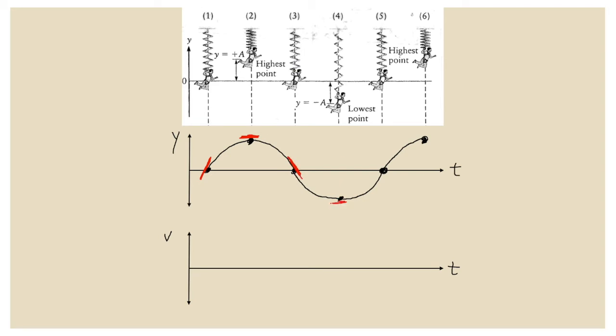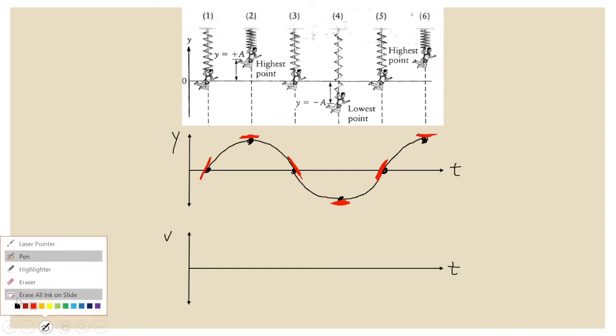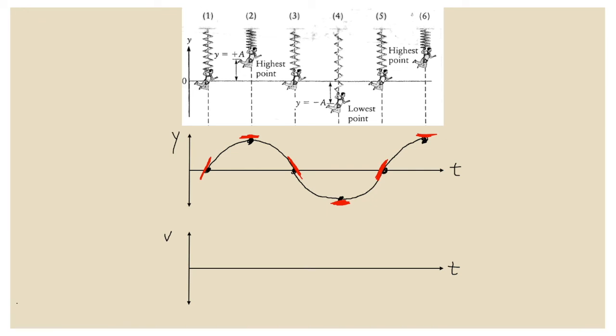Then again, at the lowest point, just like for the highest point, it's turning around, so the slope of the tangent line is going to be zero. Then we get a positive slope of the tangent line, and then zero again. And so the point is, we are using the information about the sign of the slope of the tangent line to get a good idea about what our graph is going to look like.